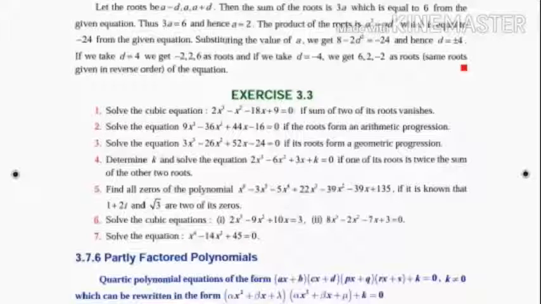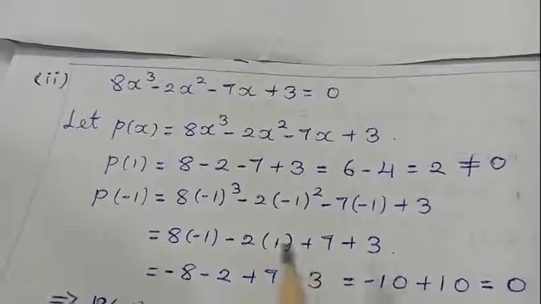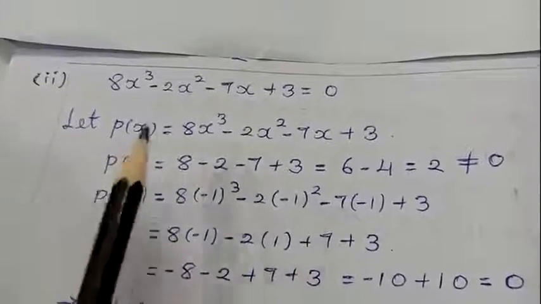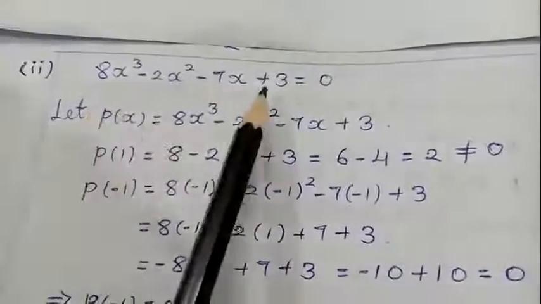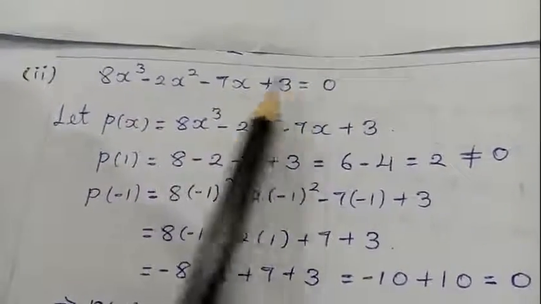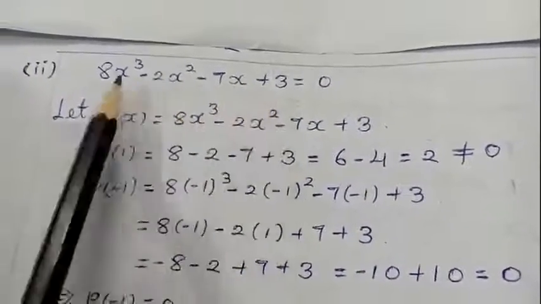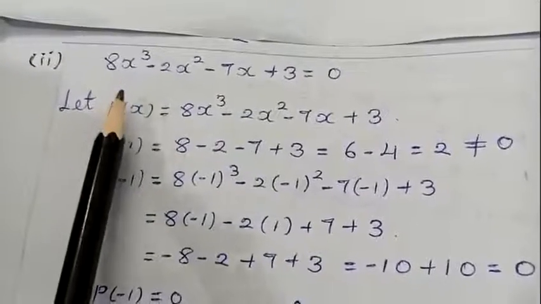Exercise 3.3, sixth sum. In that second question, they are asking you to solve 8x cube minus 2x square minus 7x plus 3 equal to 0, and we are going to get 3 roots here. I'm going to do the second part. This is a cubic equation, degree 3, so I'm going to get 3 roots here.